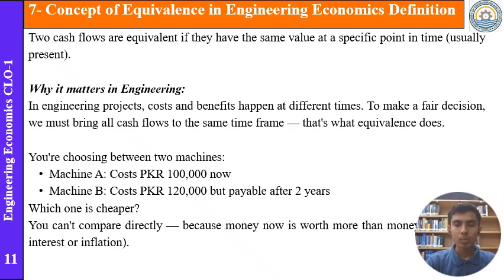So it is better to bring all the cash flows to the same time, and then decide what to do with those projects. Like if we have a machine A and a machine B, the cost of machine A in present value is 1 lakh rupees, and the cost of machine B is 1,20,000 two years ahead. So we cannot decide what to do with these two machines, like how to decide which machine we should buy.